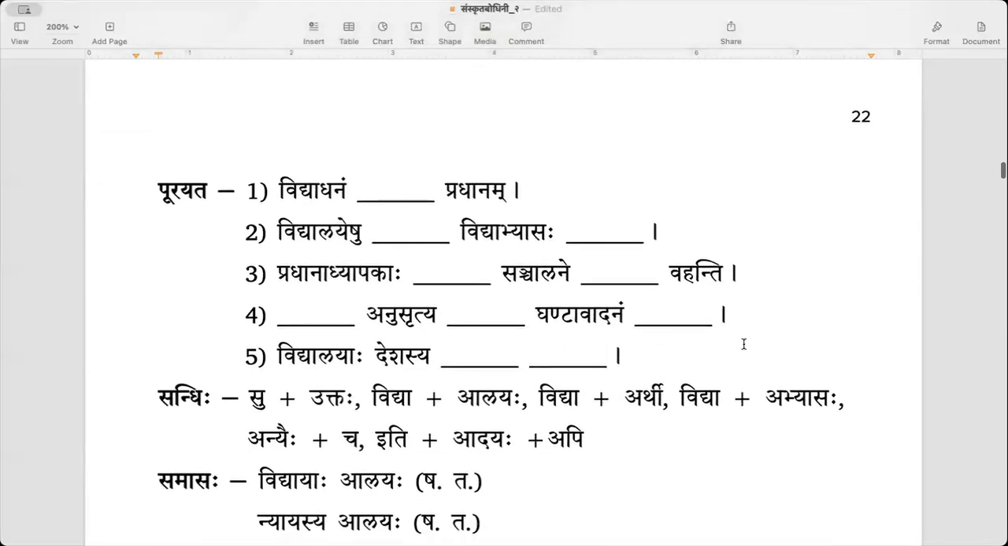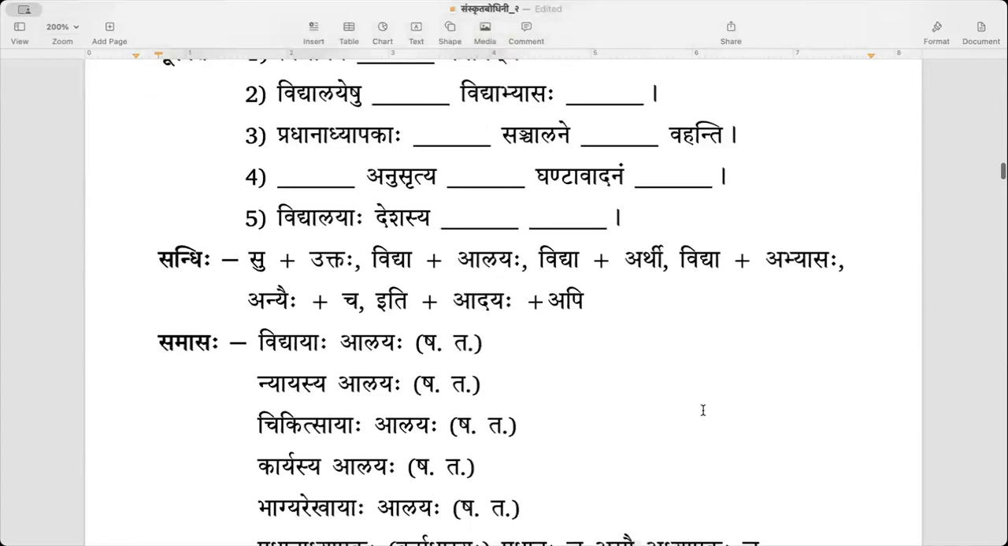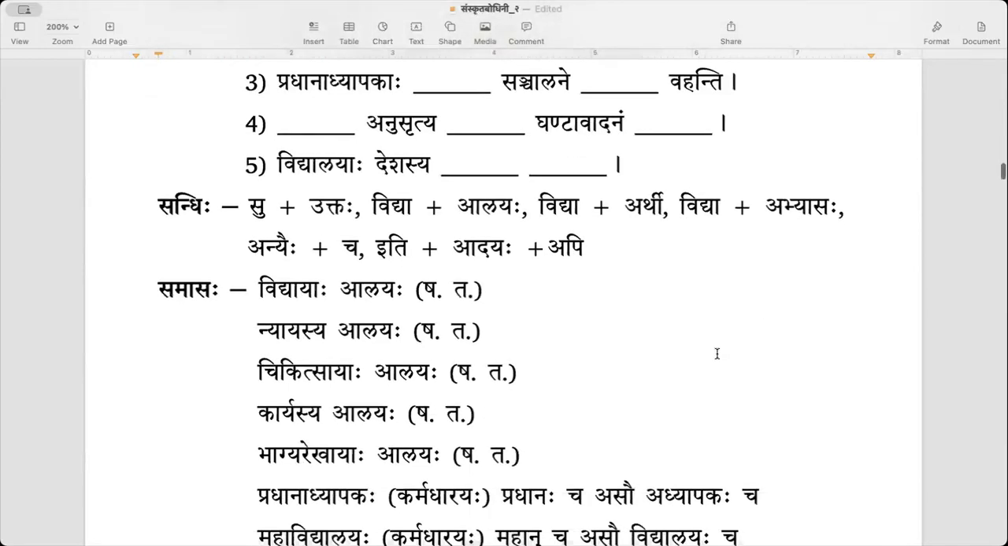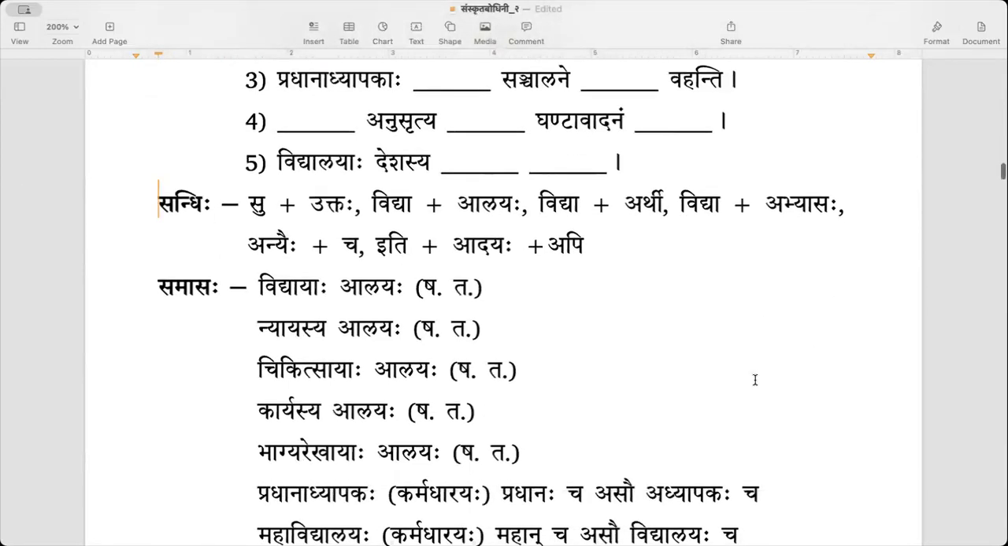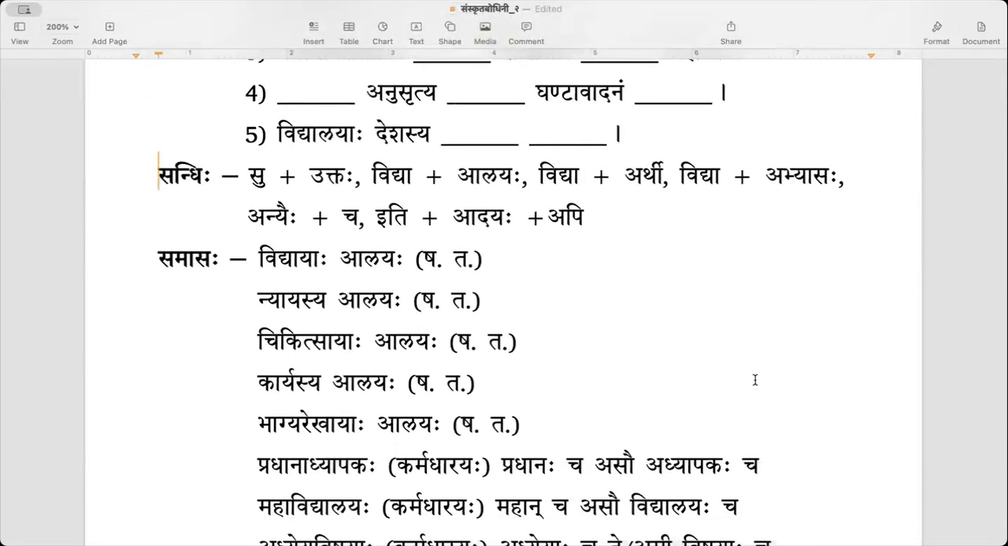Work on the questions and this thing. Fill in the blanks. So next, someone else can work. Tell me the sandhi and samasa. Anybody, just unmute yourself.